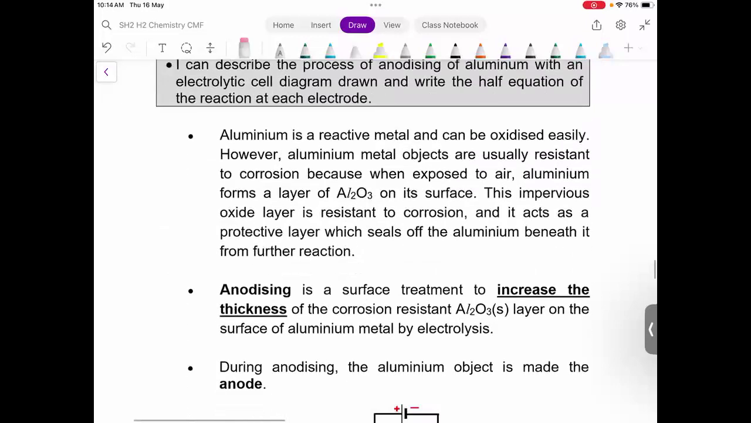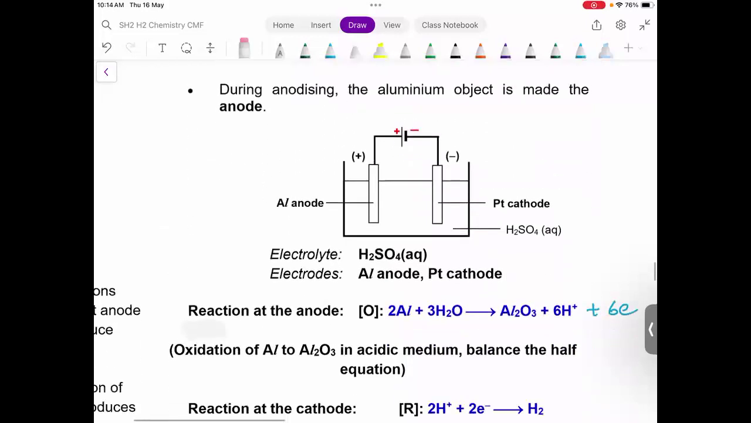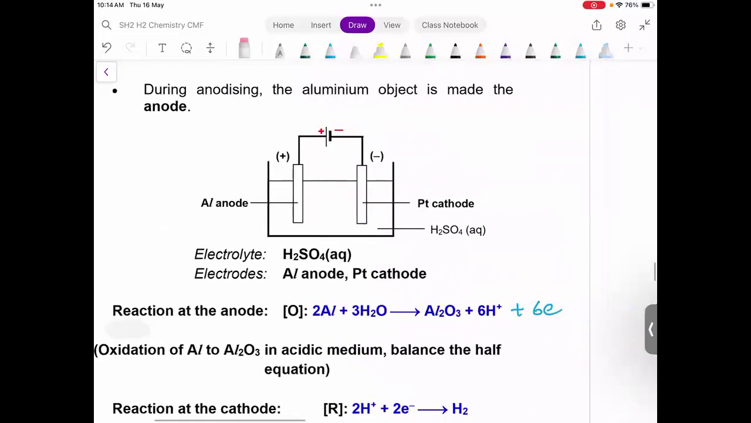So anodization, this one you can read on your own. There's only one thing that I want to highlight. At the anode where your aluminium is, because of the term anodization, I need you to associate aluminium as the anode, while the platinum is the cathode.